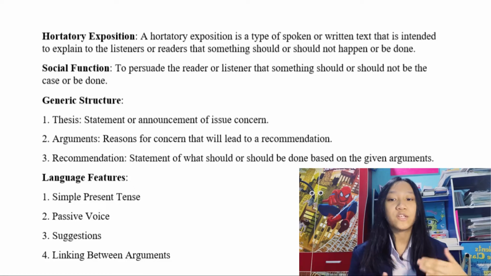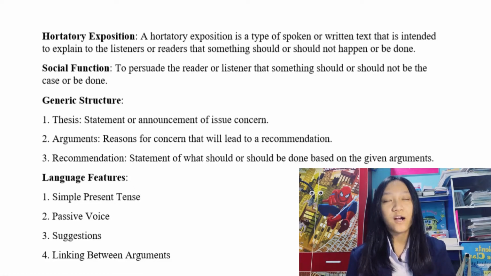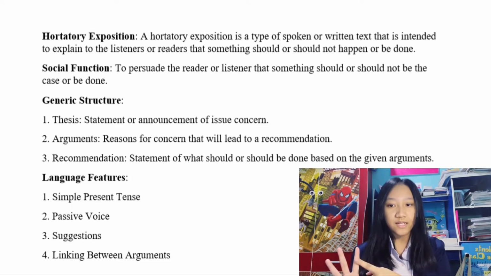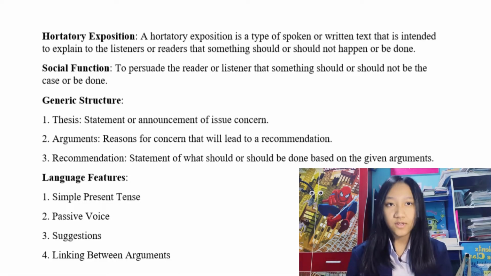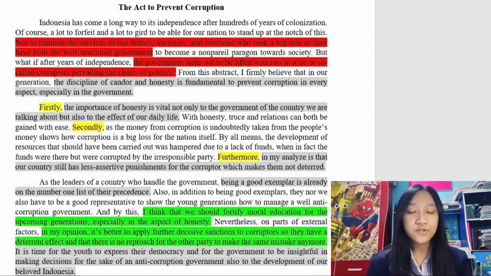And now to the language features. Though there are so many language features included in a hortatory exposition, on this video today I will only mention 4 of them. The first one is simple present tense, the second one is passive voice, and the third one is suggestion, and the fourth one is linking between arguments. Moving on to identifying the generic structure and the language features of the text that I've made before.